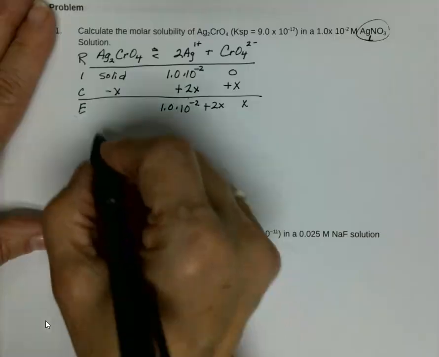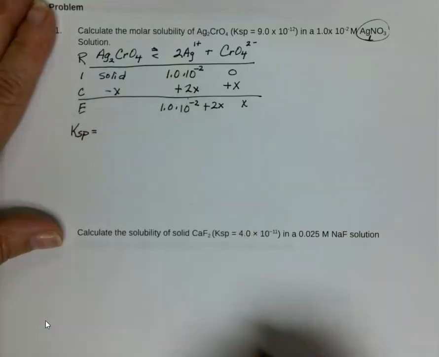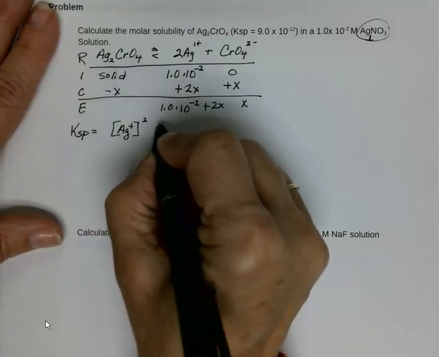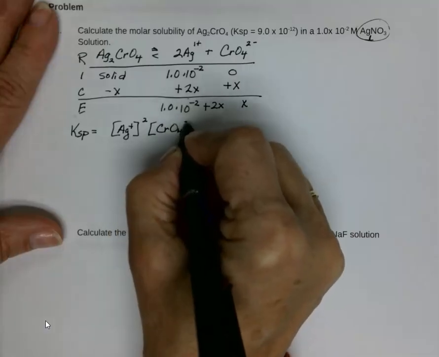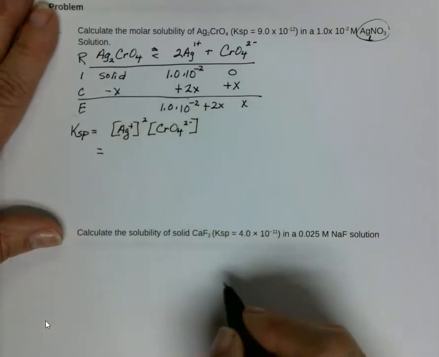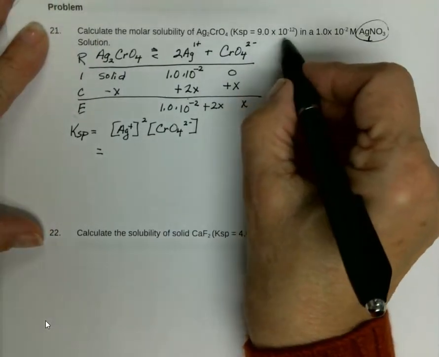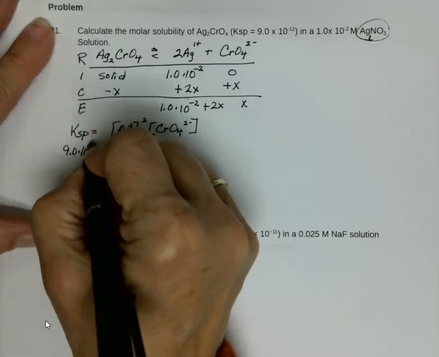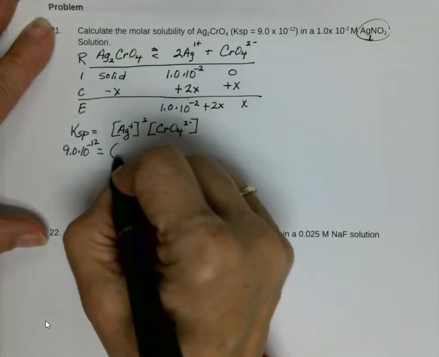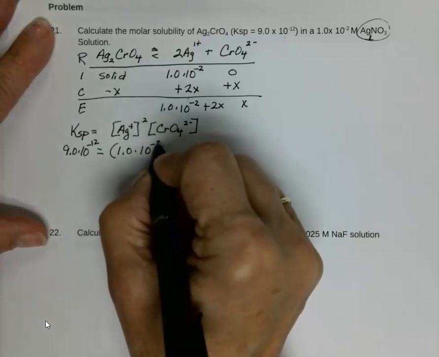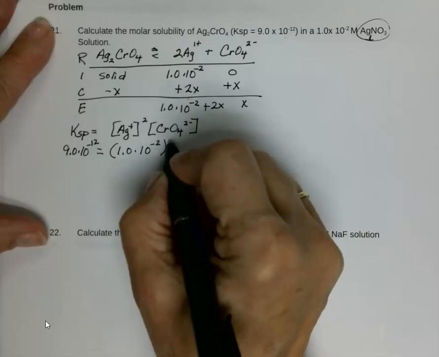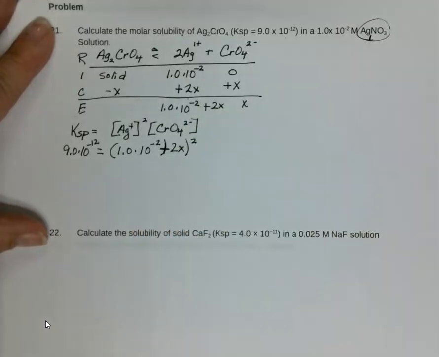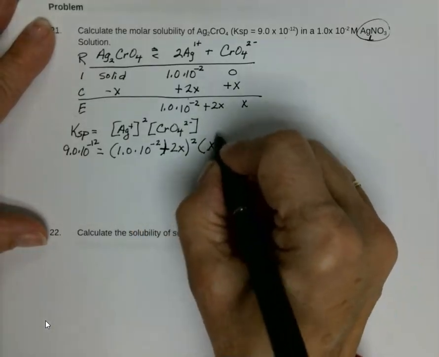So our next step again then is to write our Ksp equation for this, which would be your silver squared times your chromate. Okay, and again, it tells us that the Ksp value here is 9 times 10 to the negative 12. Okay, and so our equation would be 1.0 times 10 to the negative 2, plus 2x, jumping ahead of myself, squared, and then my chromate is x.